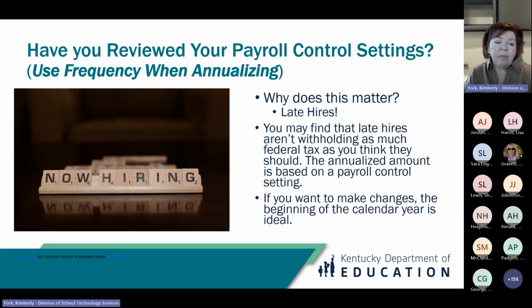And so now we're going to talk about payroll control settings. It's using the frequency when annualizing. So why does this matter? The reason it matters is your late hires. You may find that late hires aren't withholding as much federal tax as you think they should. The annualized amount is based on a payroll control setting. If you want to make changes, the beginning of the calendar year is ideal, which is why we're talking about this now.